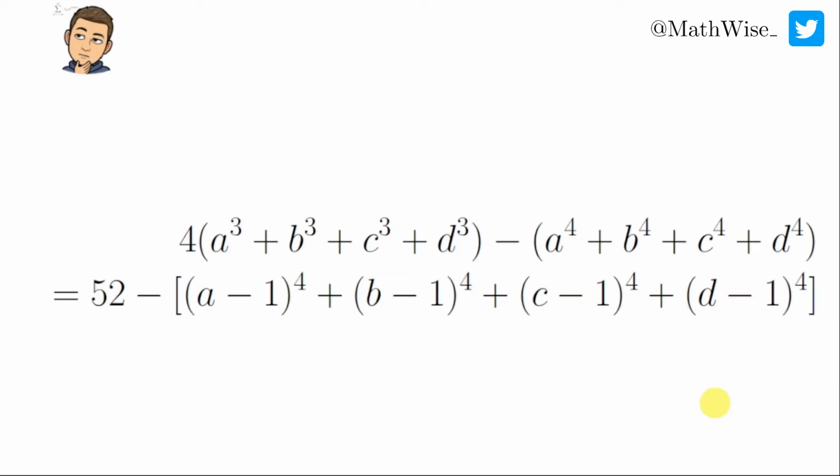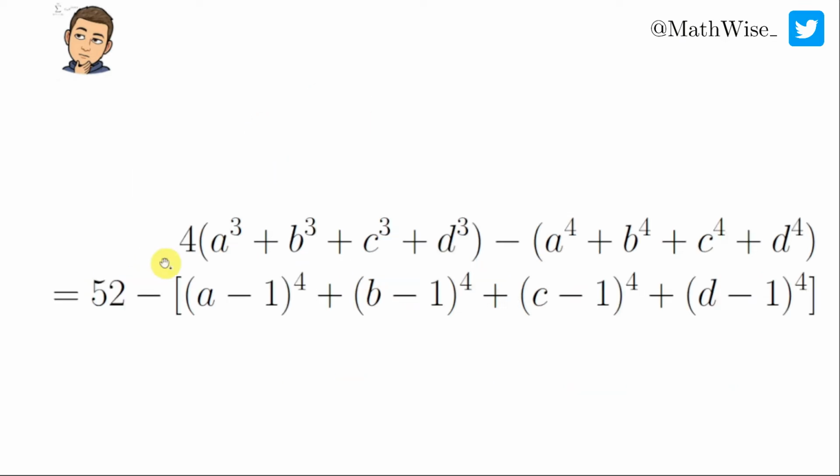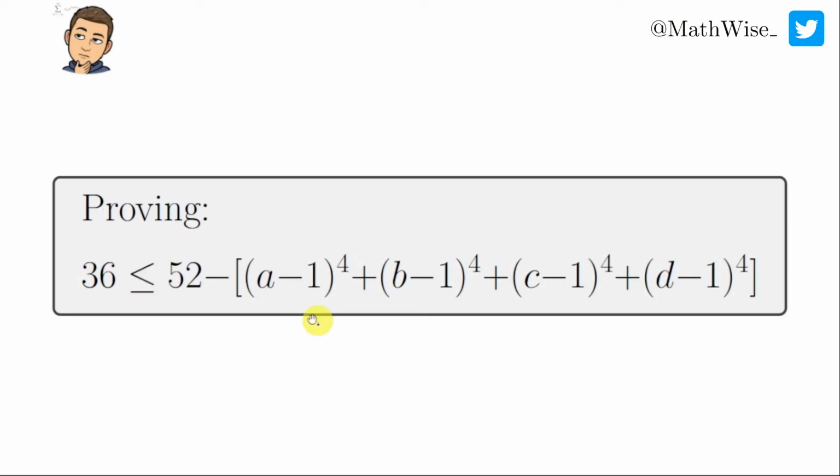Okay, so now let us look back here. We can just take the minus of the right hand side, and also for the left hand side, of course. So we get that 4 times the sum of cubes minus sum of powers of 4 is equal to 52 minus all of this. Right? So now the inequality that we want to prove is 52 minus the sum of this is greater than or equal to 36.